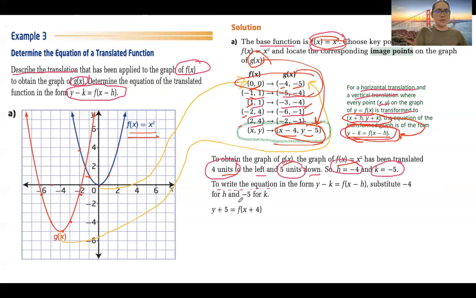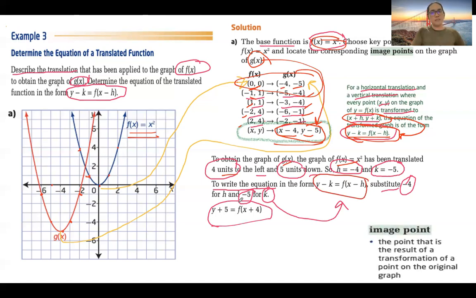So now, to write the equation in the form of y minus k is equal to f of x minus h, substitute negative 4 for your h in the equation given in standard form and negative 5 for your k. Yeah, substitute it from that equation or function. So now you'll have your final answer as y plus 5 is equal to f of x plus 4 after substituting.